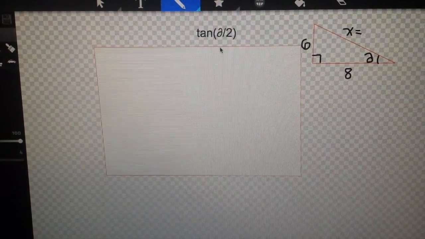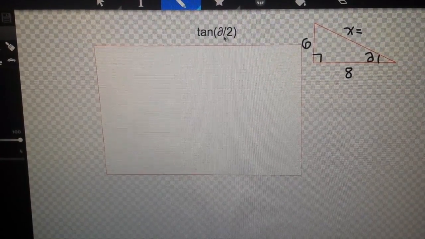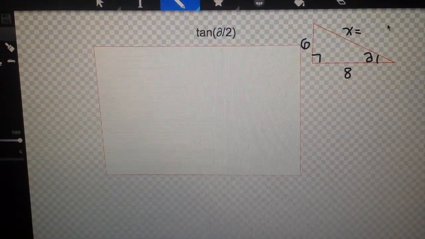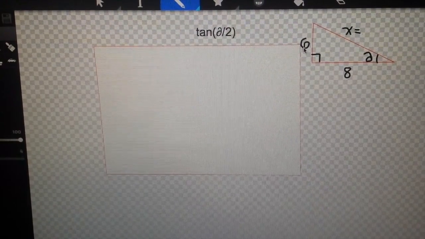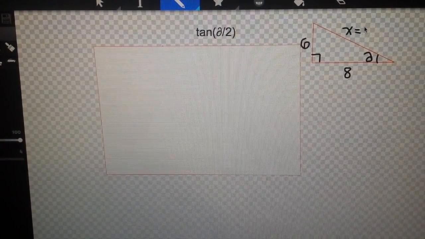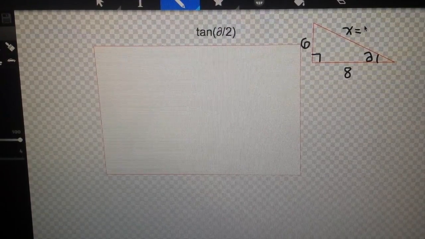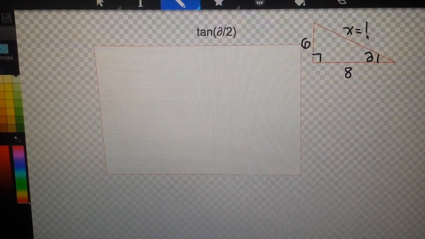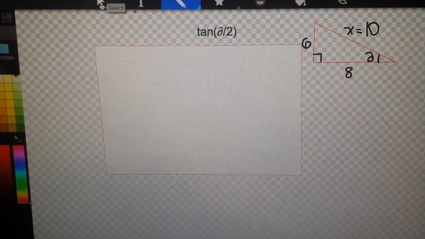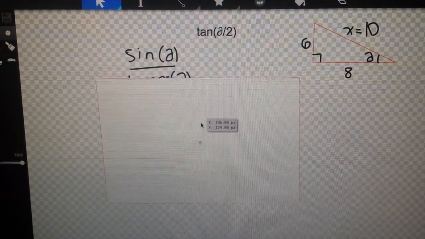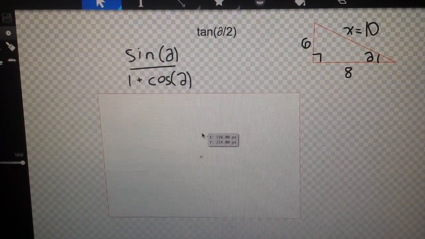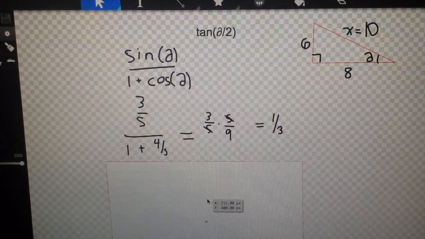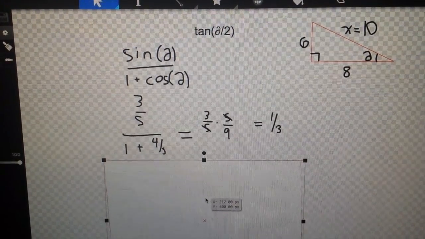An example problem of how to use this is using the tangent half angle formula, which we have over here, with the triangle that we're going to use, which is 6, 8, and of course, since this is a 3, 4, 5 triangle, we know this is going to be 10. So we just put a 10 there, and everything else we just plug into the formula, which in this case is sine of the angle over 1 plus cosine of the angle. So you just plug it in, and you get the answer to be equal to 1/3.